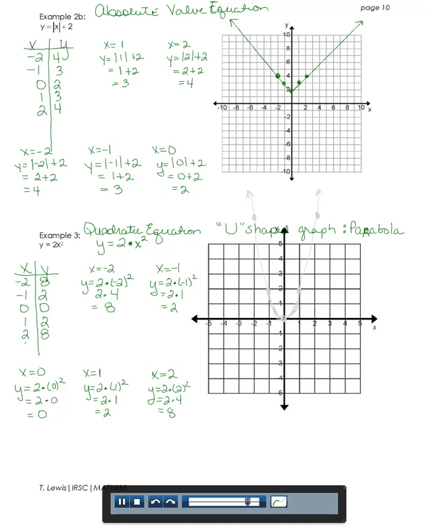P-A-R-A-B-O-L-A. So here's 0, 0. We have 1, 2. We have -1, 2. We have 2, 8. So just imagine that 8 was up here somewhere.